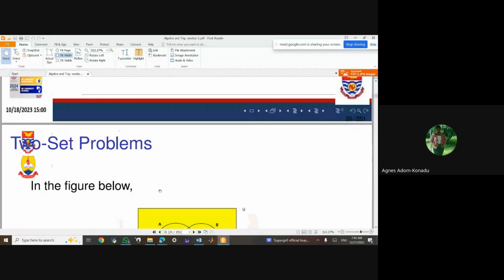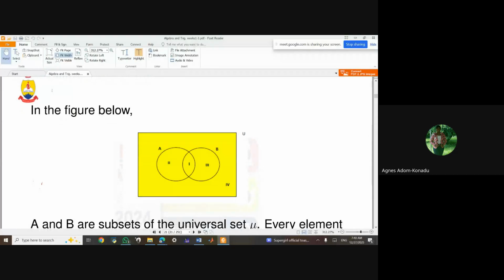So we want to look at two-set problem, and we've done that before. So we just want to look at this. In the figure below, I hope you can tell me what I is. So I have two sets A, B, which are subsets of the universal set. What portion is I? How do we call I?